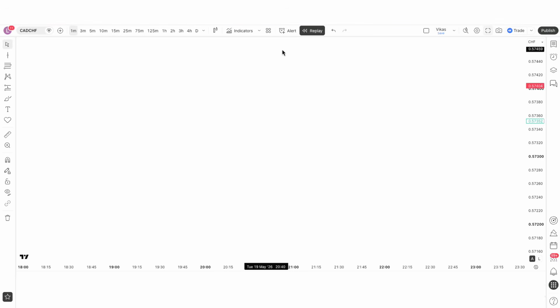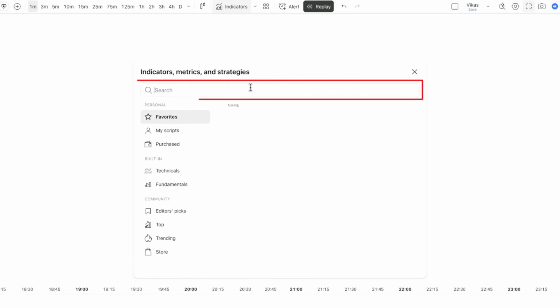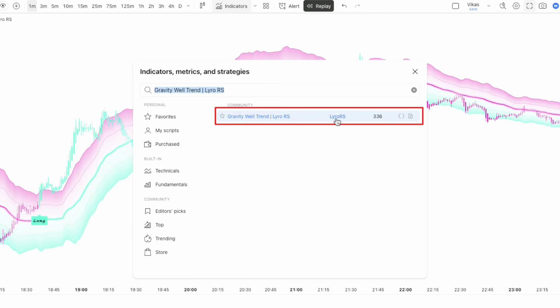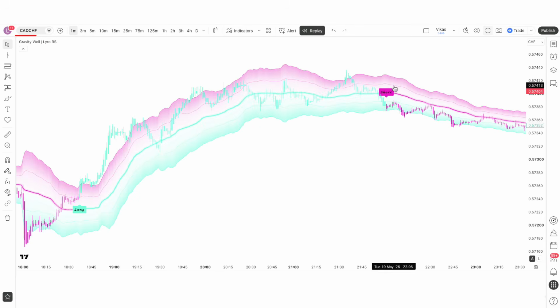Next, you'll want to find those magic indicators. Head over to the Indicators tab and search for the Gravity Well trend. Select the indicator made by Lyro RS and add it to the chart.